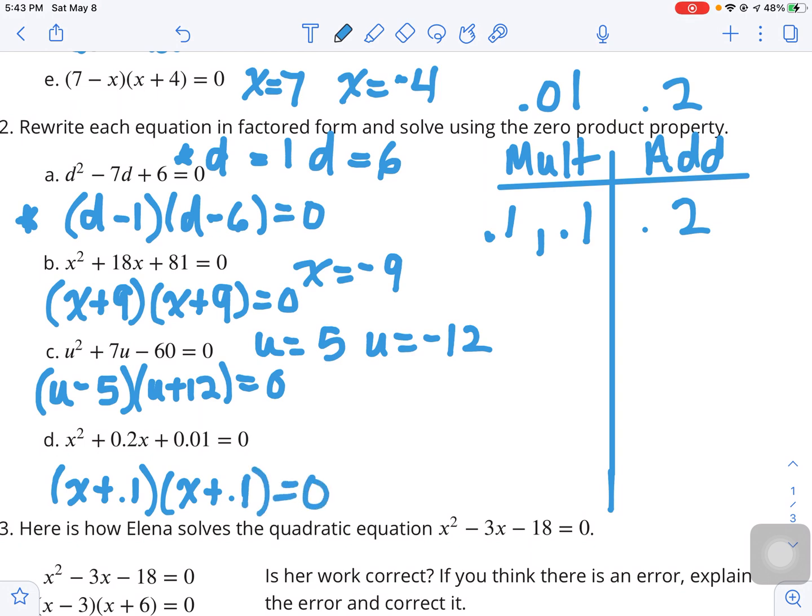So it's one solution, and if we set that equal to 0, we're going to have to subtract 0.1 from both sides. So we get x is equal to negative 0.1. So x equals negative 0.1 for that one.